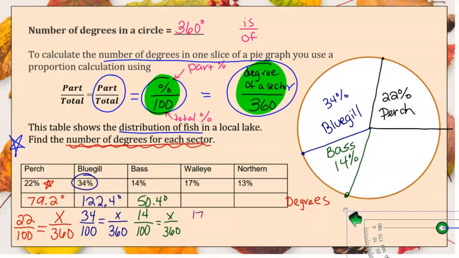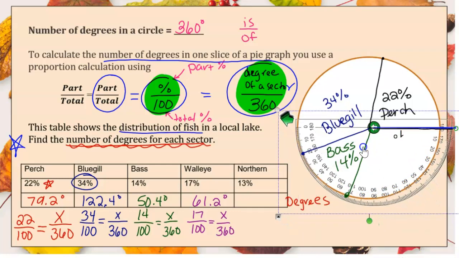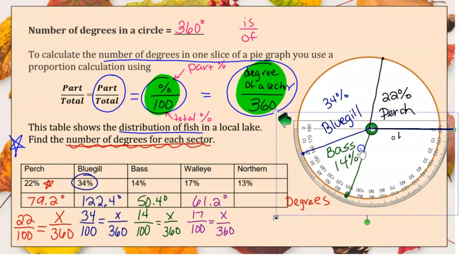Two more parts. 17 out of 100 fish are walleye in the lake, and we need to know how many degrees that is out of 360 total. So 17 times 360 divided by 100 is 61.2. I have my protractor all ready, so I'm going to line it up at that 0. I'm going to measure 61.2, so that's about 61. And I'm going to draw my line.